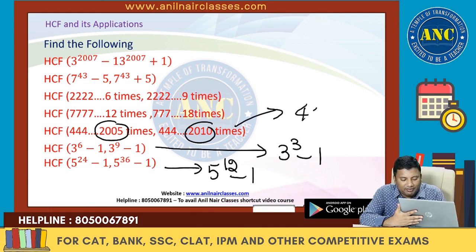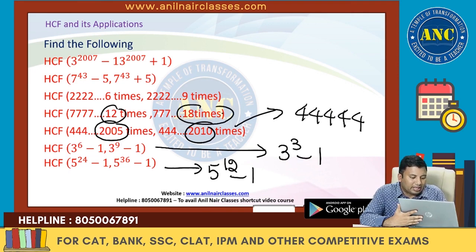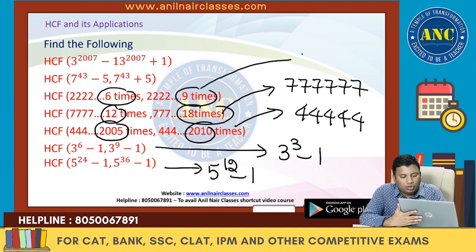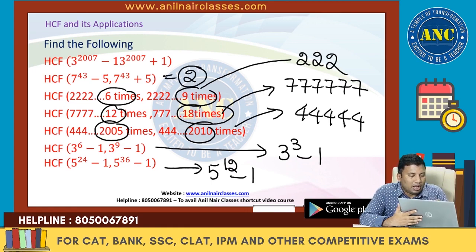HCF is 5. So 4 is written 5 times, 12 times and 18 times. HCF is 6. 7 is written 6 times, 6 times and 9 times. HCF is 3. 2 is written 3 times. Answer for this question is 2. Answer for this question is 2.